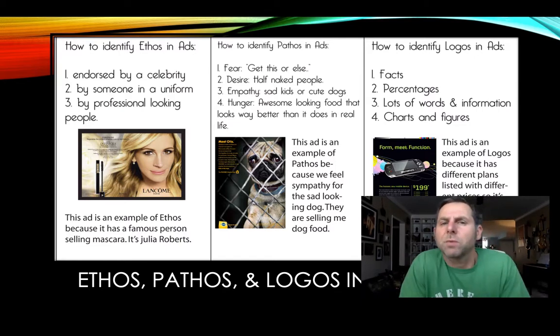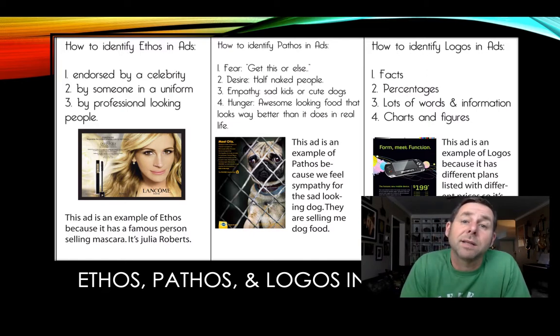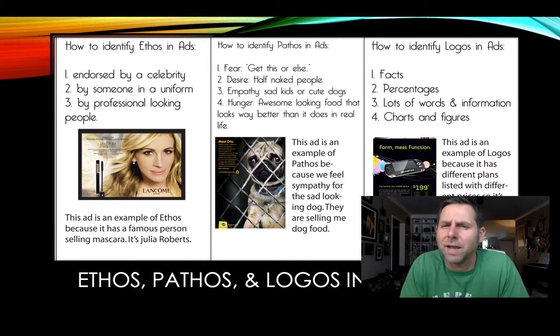Okay, second one is pathos. So with pathos, now you're focusing on emotion, right? You're focusing on fear, and there's lots of ads that essentially will try to get you to buy something because you'll be scared if you don't get it. Desire, think of any of those ads with lots of half naked people looking really sexy. That's supposed to both appeal to your sexual desire, but it also generates envy, right? So it really works both ways.